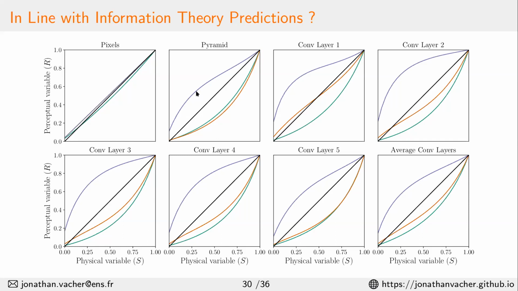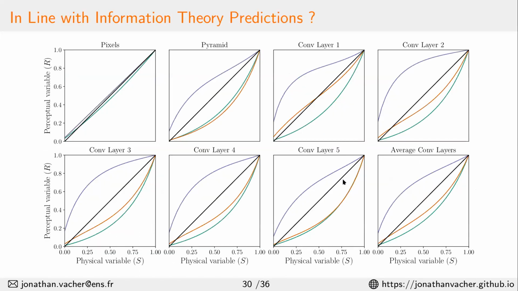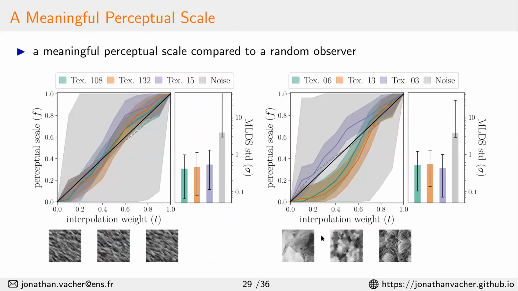I was really happy to see that the purple one is above, like we observed here, and the two others are below the identity. And this is consistent across the layers, and on average, this is consistent. So I found that, but it's somehow too innovative here.